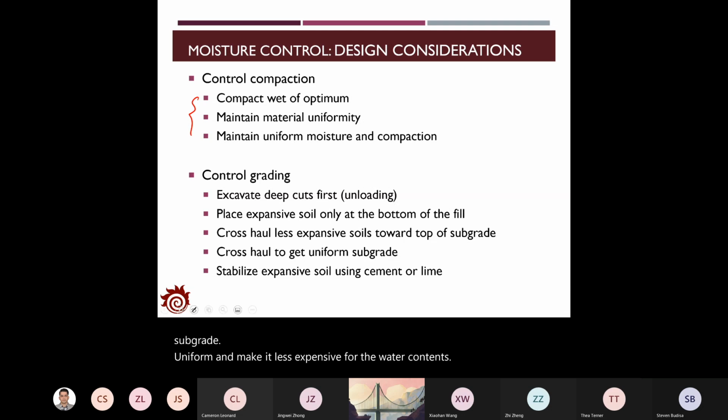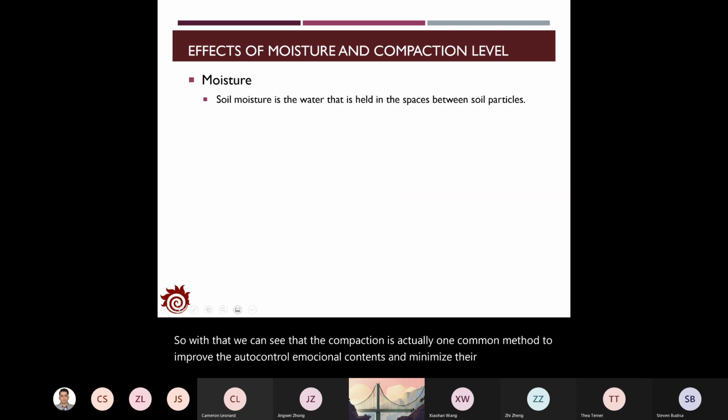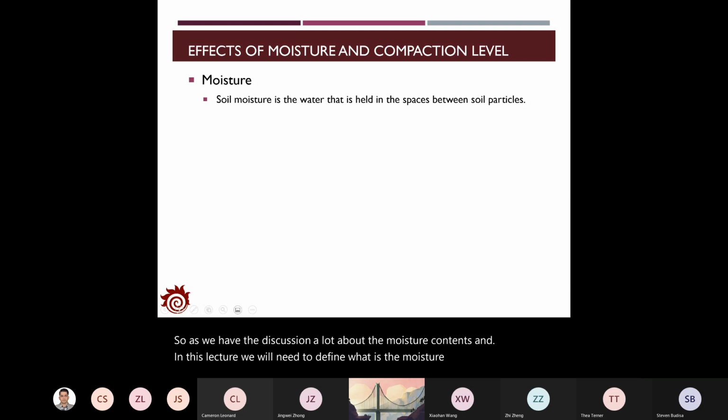So with that, we can see that the compaction is actually one common method to improve or to control the moisture contents and minimize their impact to the pavement structure. So as we have had a lot of discussion about the moisture contents, in this lecture we need to define what moisture content is. The moisture is usually the water that is held in the space between the soil particles.